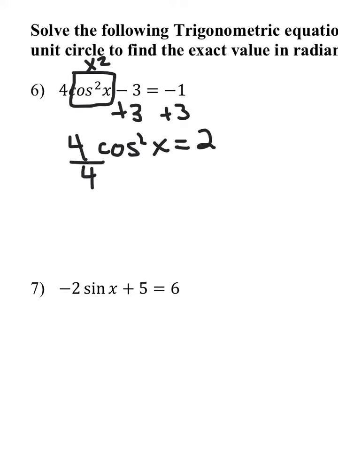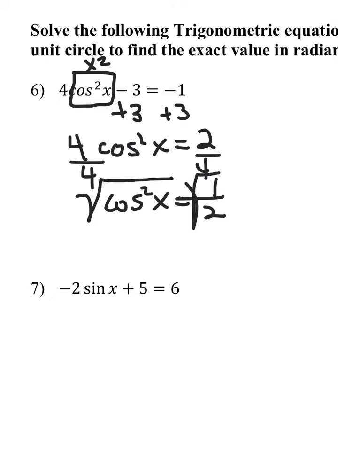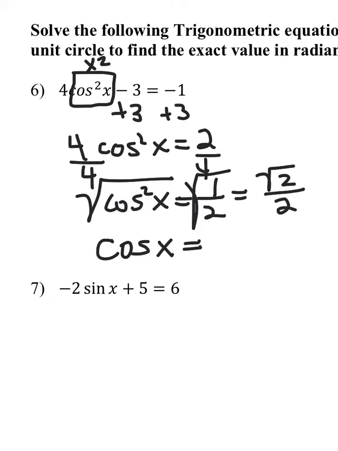Divide both sides by 4, and we've got cosine squared x equals 1/2. And now just like with x squared, if we want to find x, we have to take the square root. So we're going to take the square root. If you remember from working these problems in class, we calculated the square root of 1/2 to be root 2 over 2. If you're not sure how that happens, come and see me in tutorials.